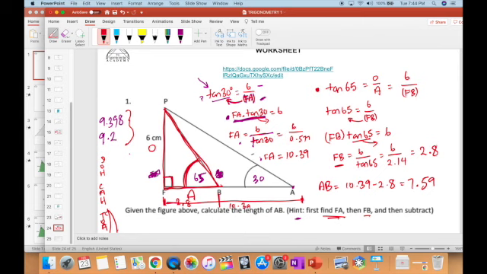Ariel, do you understand what went on here? Yes, sir. So I was on the right track with FB, using tan. I don't know why I used sine for FA, but it was pretty much the same triangle, right? Yeah. Right. Yes. Very good.